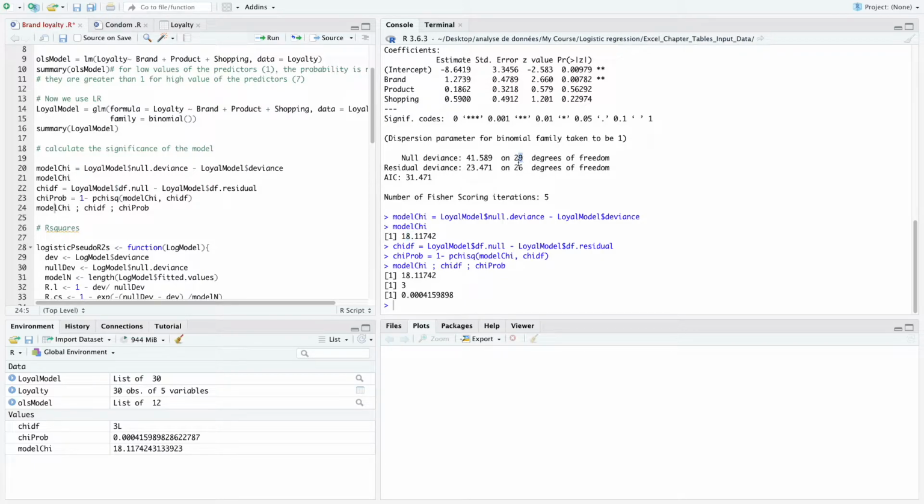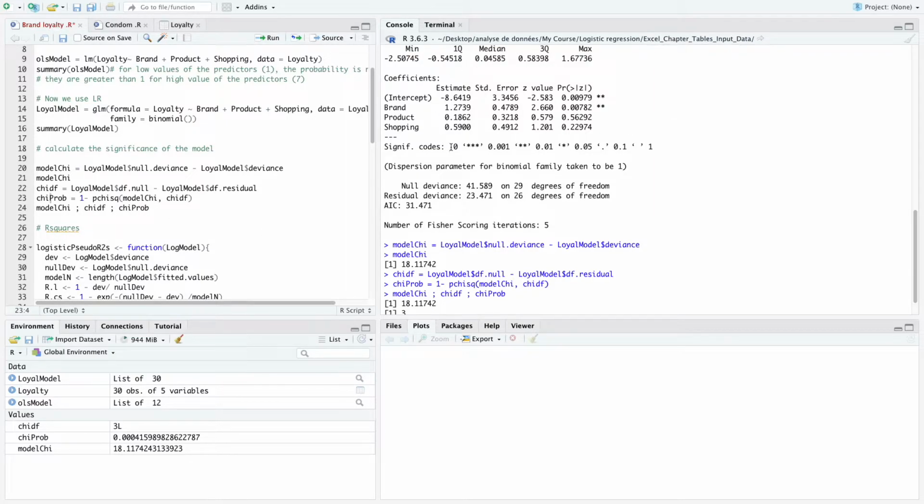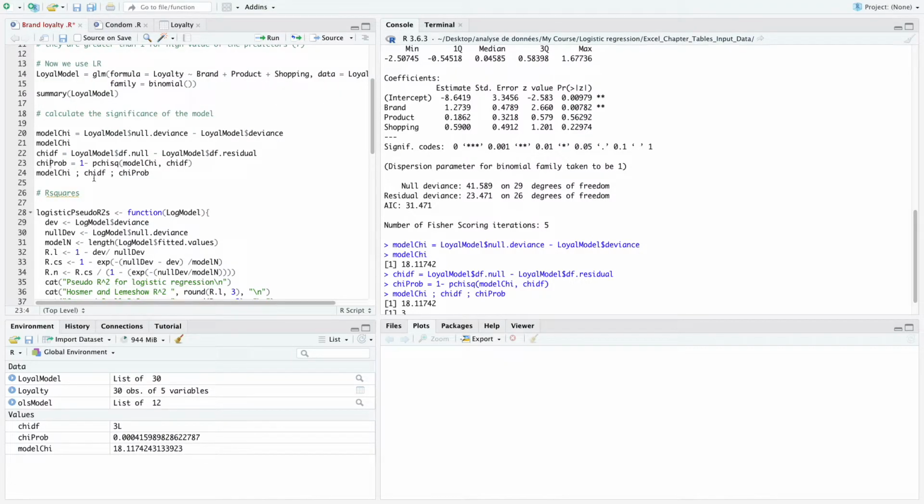You can look at and see them here, 29 minus 26 between the two models, and this chi-square model and the degrees of freedom are significant, right? So that's why we calculate this probability. So we know now that this model overall is significant, in addition to the fact that the brand significantly predicts the loyalty, right? So that's it.